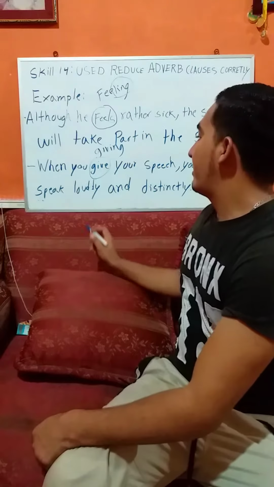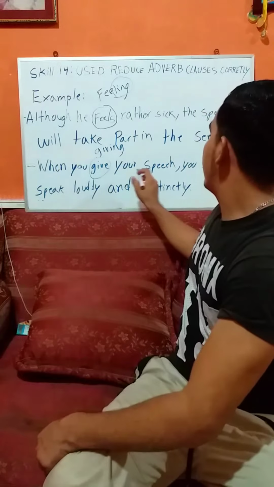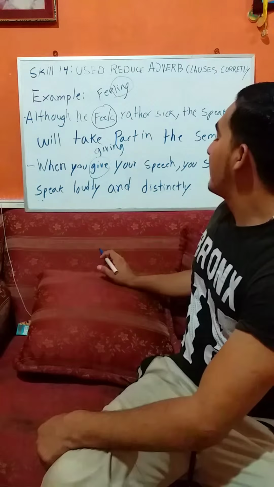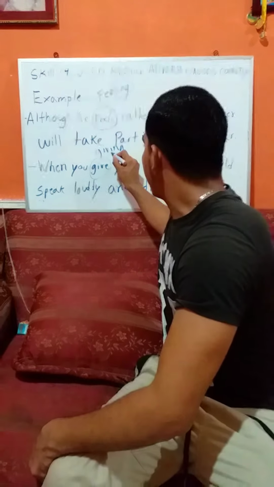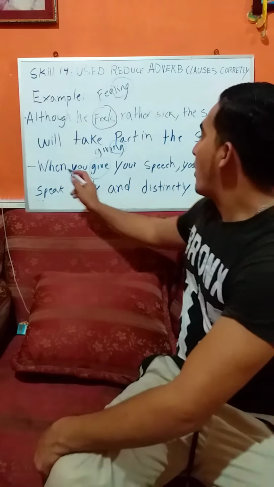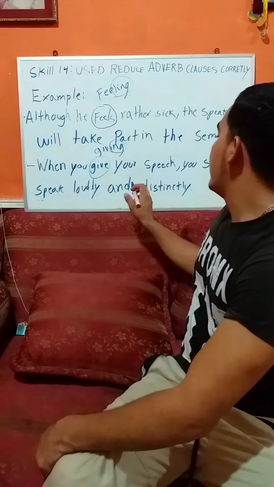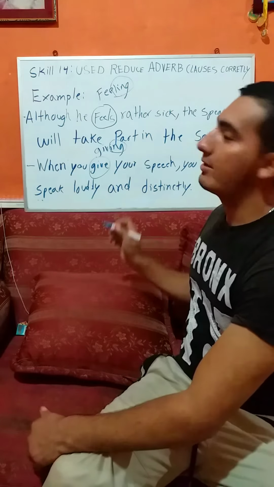Next example. When you give your speech, you should speak loudly and distinctly. For me, the verb is giving, ing. When giving your speech, you should speak loudly and distinctly is correct.